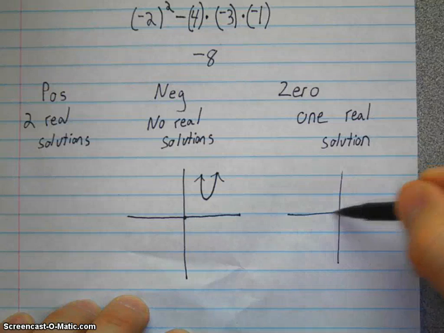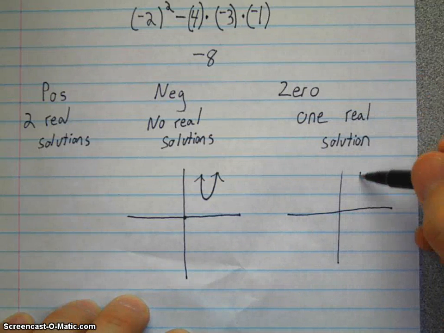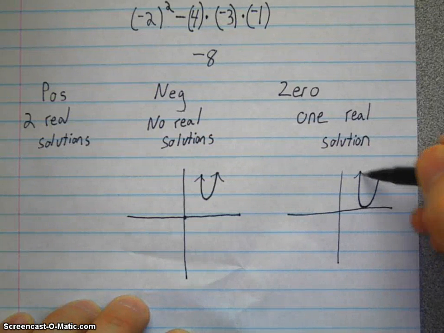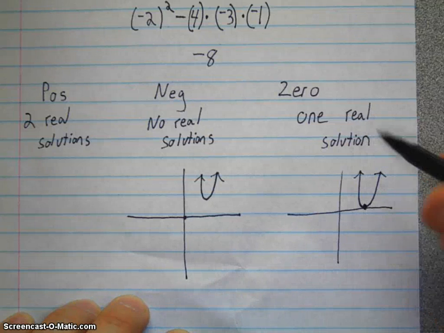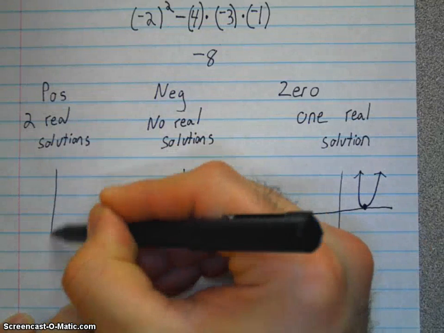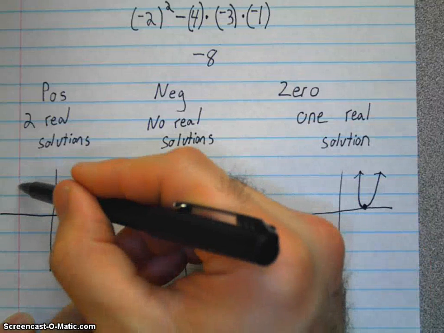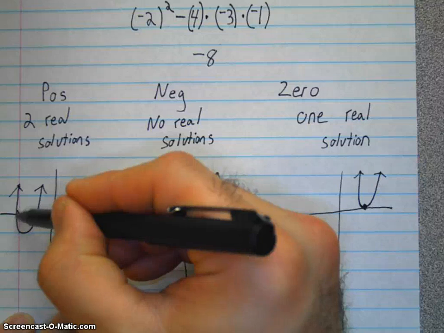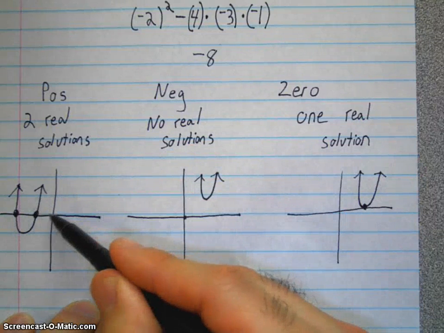When I have my discriminant equaling 0, I have 1 real solution because my parabola touches the x-axis at one spot, right at the vertex on the x-axis, giving me 1 real solution. When my discriminant is positive, my quadratic, my parabola, crosses twice, giving me 2 real solutions when y equals 0.